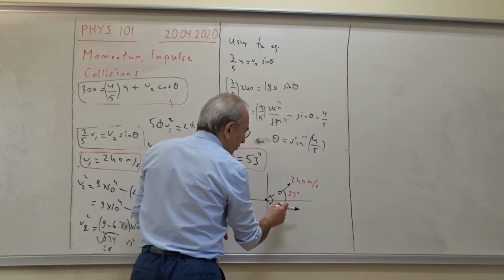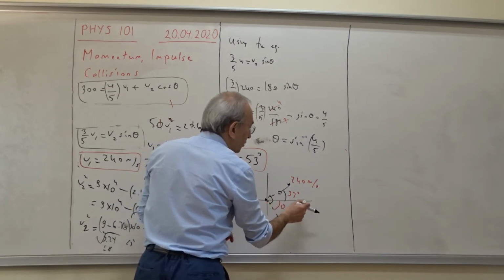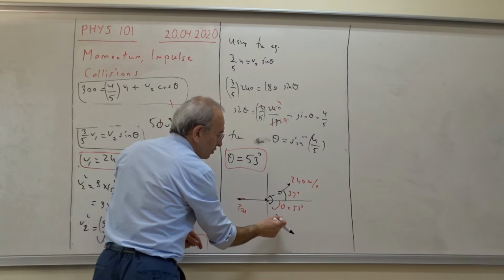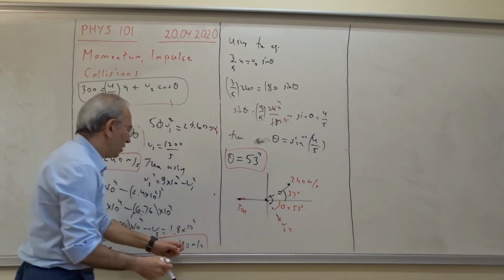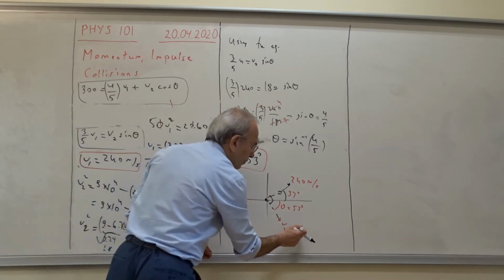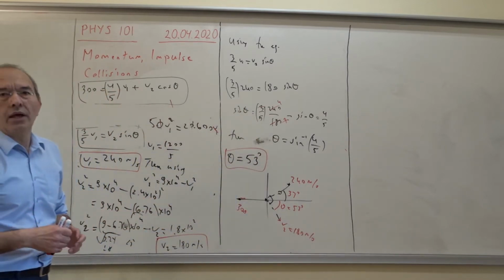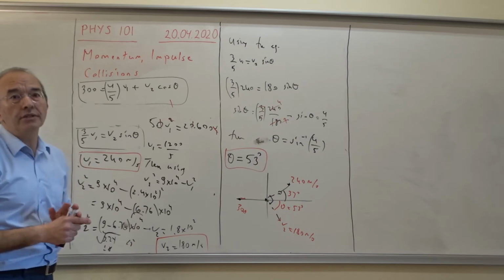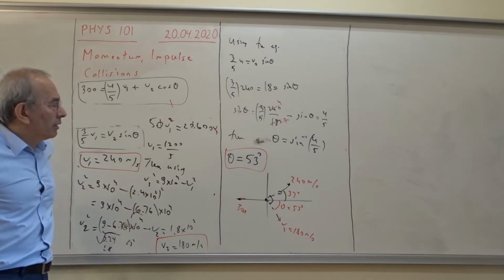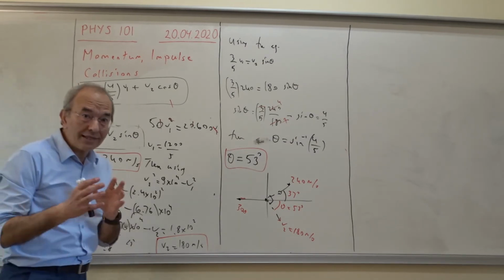So this angle, theta, turns out to be 53 degrees in this calculation, and this final velocity, V2, turns out to be 180 meters per second. So this is a case of a numerical elastic collision of two identical gas molecules.